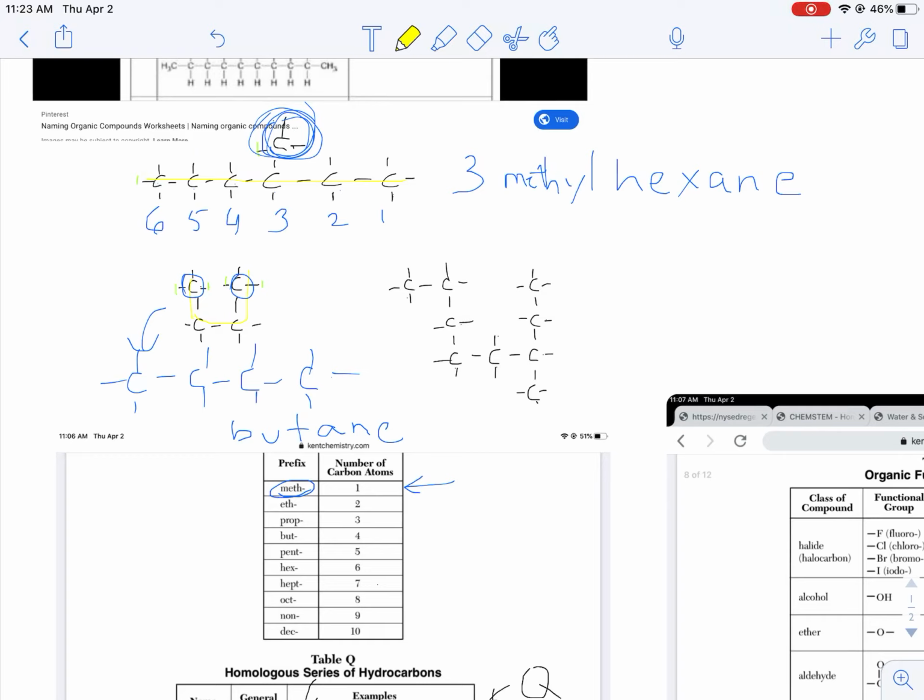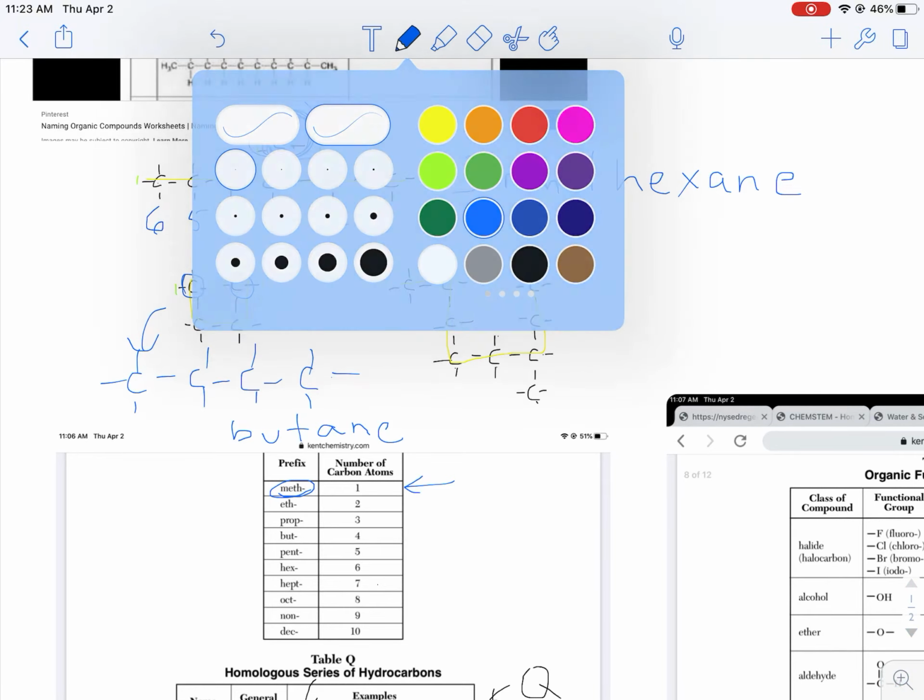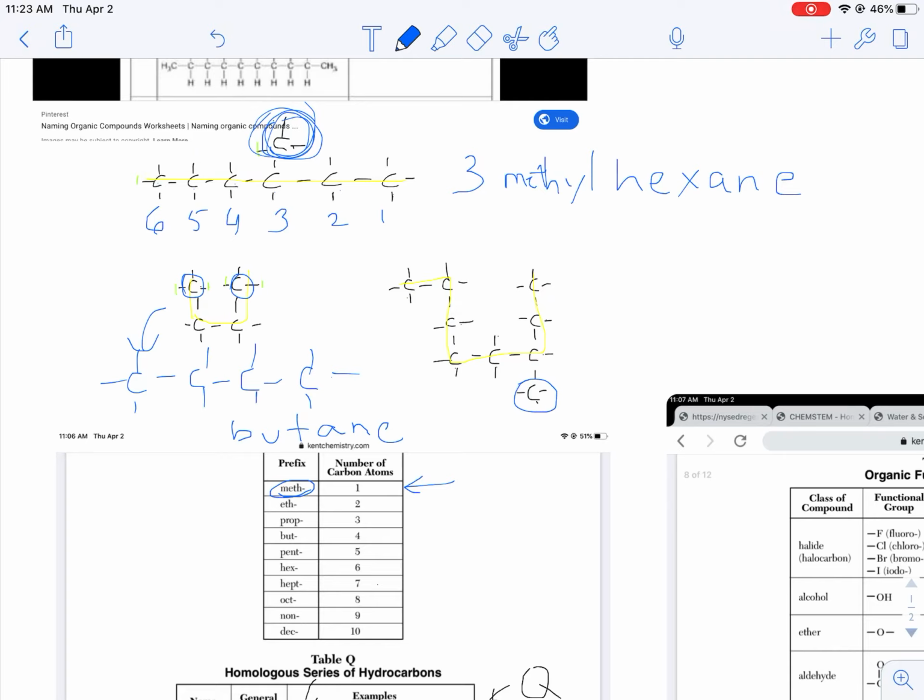Going to my next drawing that's right beside it, if I take a look, this is actually going to be the longest chain that I have here. The next thing I'm going to do is I'm going to circle all my attachments hanging off, and there it is right there. And now I'm going to name my main chain that I've drawn in yellow. I have 1, 2, 3, 4, 5, 6, 7, 8. 8 is an oct. Since I have single linkages between the carbons, I'm going to name that ane.